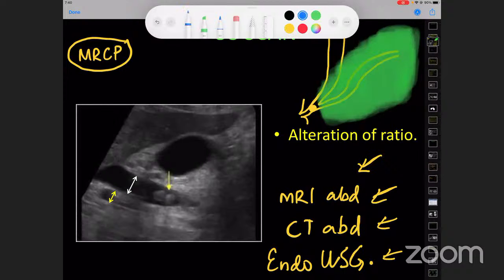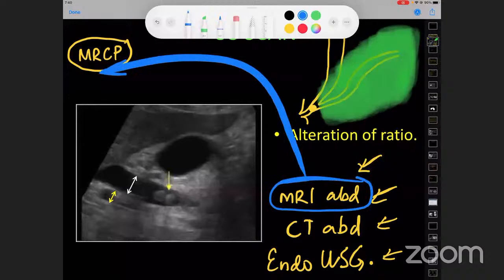So don't you think that doing an MRI of the abdomen and then combining this with an MRCP will be a better modality to diagnose the pancreatitis component?